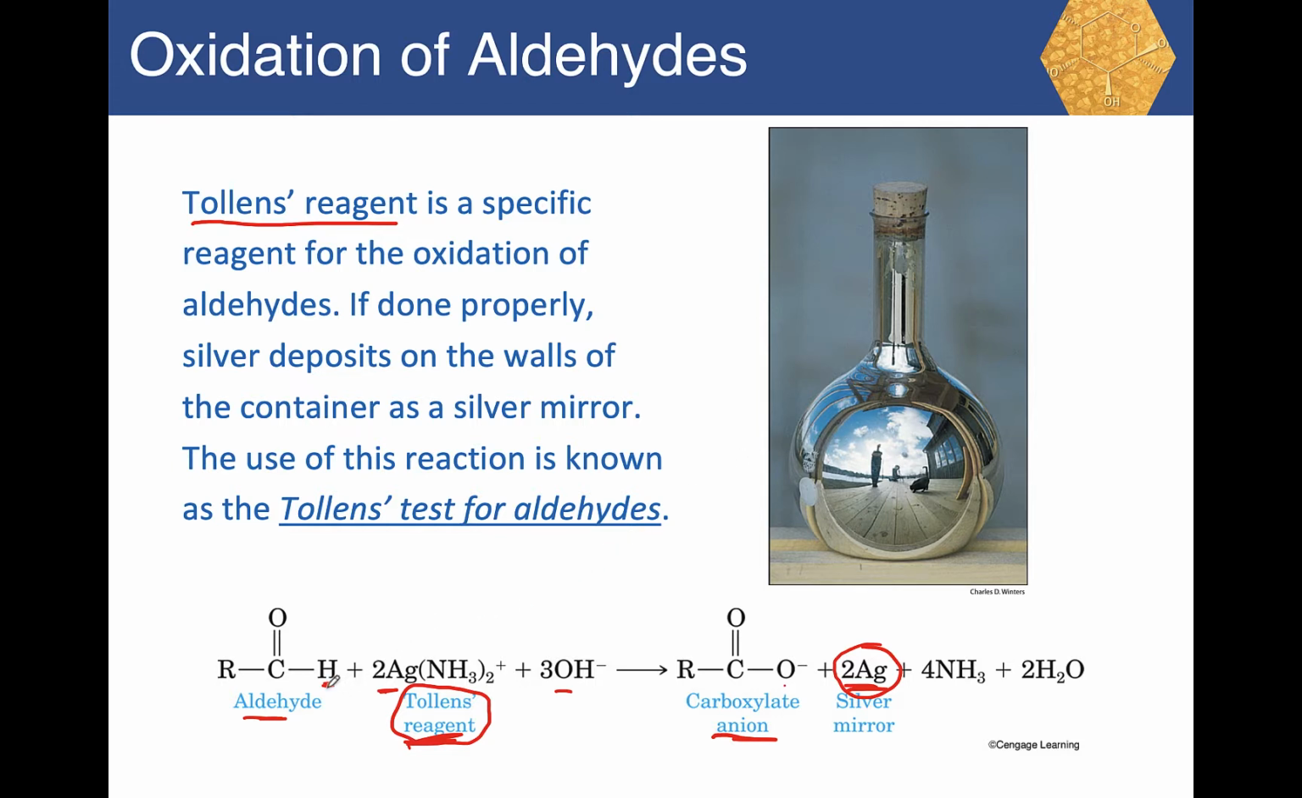So if you go in the lab and you have an unknown compound and you mix it with Tollens reagent, if you get a silver deposit on the container, more than likely that unknown is an aldehyde. This is known as a Tollens test for aldehydes. So that's a practical example that's used in the lab to determine if an unknown compound is an aldehyde or not.